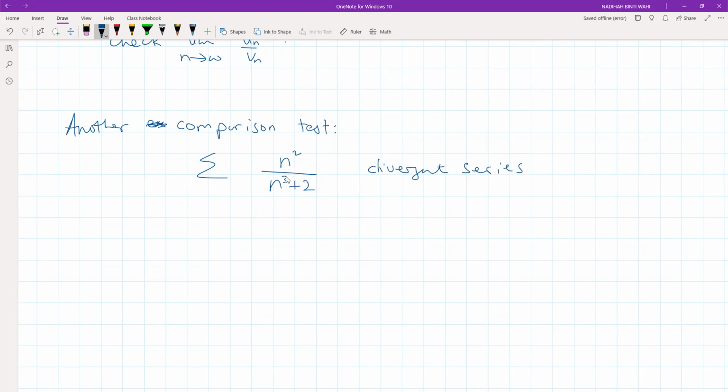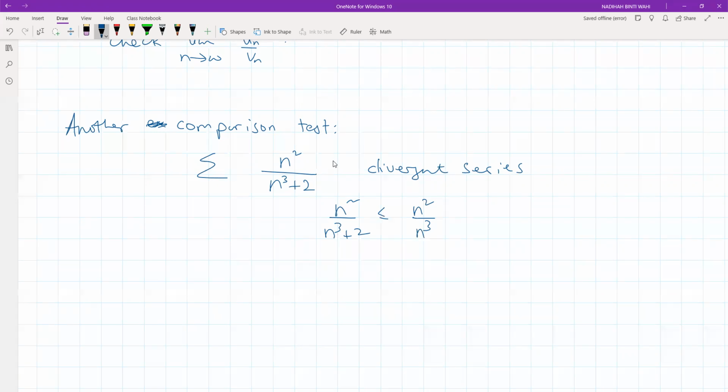Okay, why? Because you can see that n squared, you can compare with n squared over n cubed. So n squared over n cubed is just 1 over n. So just do something like this, n squared over n cubed plus 2. This is much less than n squared and n cubed. So you can see that this is that much.